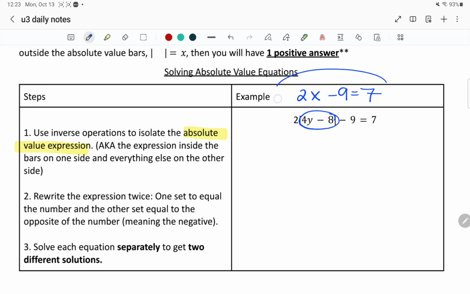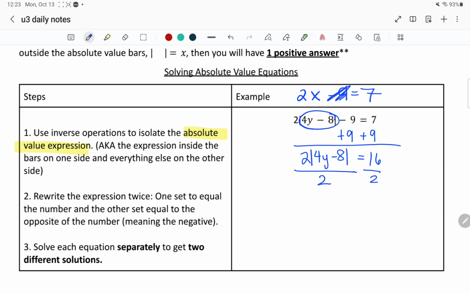So we're going to do what we always do. If your equation looked like this, you would add 9 to both sides. And you get 16 equals 2 times 4y minus 8 in the absolute value bars. And then once that would be gone, you would divide by 2. Well, let's do it. So you're used to this. It just looks a little funnier. So absolute value bars are staying for just a second longer. 16 divided by 2 is 8.